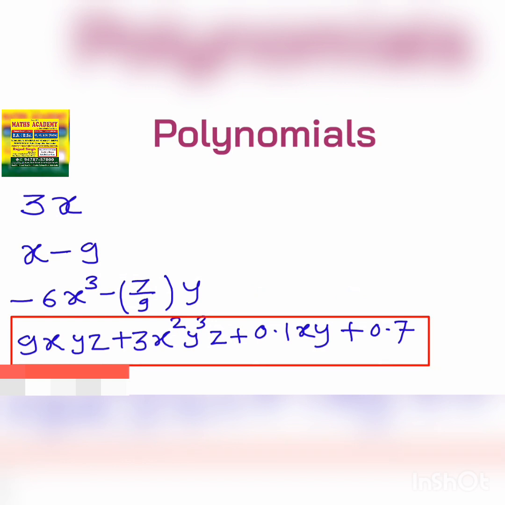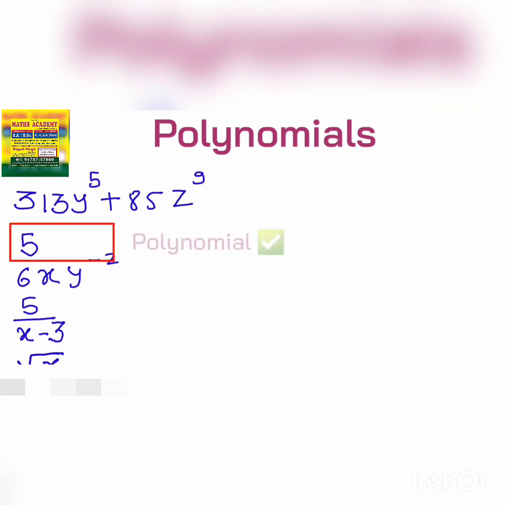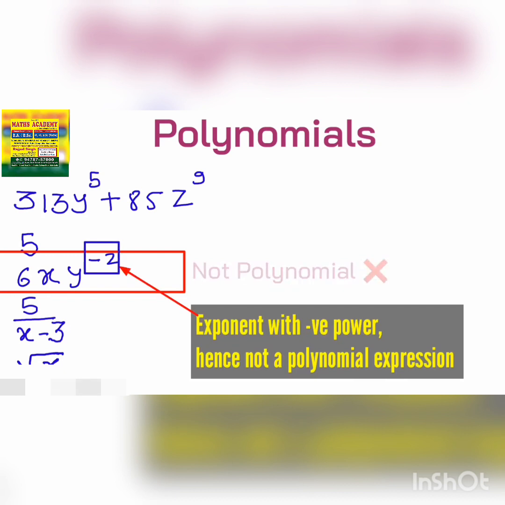9xyz plus 3x square y cube z plus 0.1xy plus 0.7, yes, it is also a polynomial. 0.1 and 0.7, these are constants. 313 times y to the power 5 plus 85 times z to the power 9 is a valid polynomial. Number 5 is also a valid polynomial. Just now we have seen such types of polynomials are called constant polynomials. Now tell me, 6x into y to the power minus 2, is it a polynomial? The answer is no, it is not a polynomial because it has got an exponent with negative power. So if the power is negative, then it is not a valid polynomial.